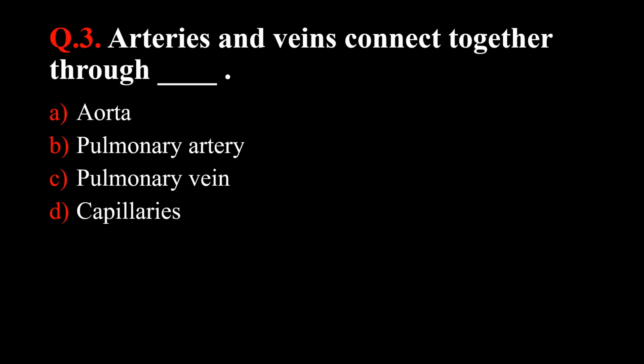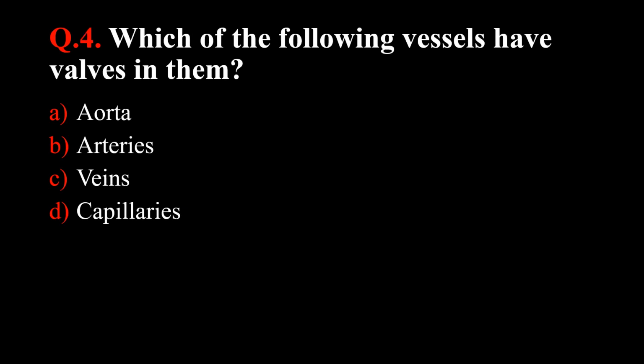Question 3. Arteries and veins connect together through dash, and your options are A aorta, B pulmonary artery, C pulmonary vein, and D capillaries. And the right answer is D capillaries. Question 4. Which of the following vessels have valves in them? And your options are A aorta, B arteries, C veins, and D capillaries. And the right answer is C veins.